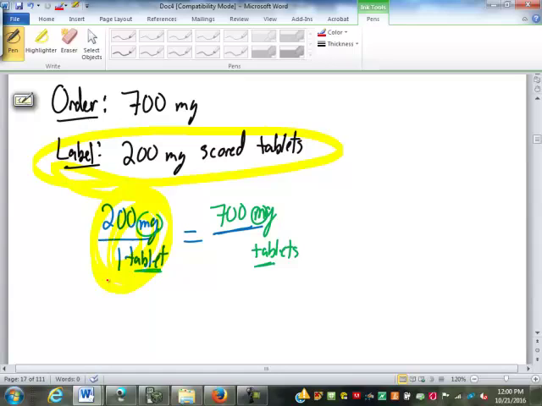So we cross multiply and divide. 1 tablet times 700 milligrams is 700. Divided by 200 is 3.5.